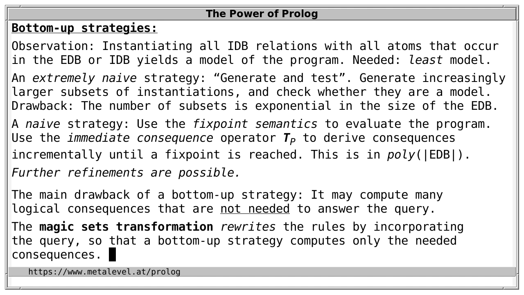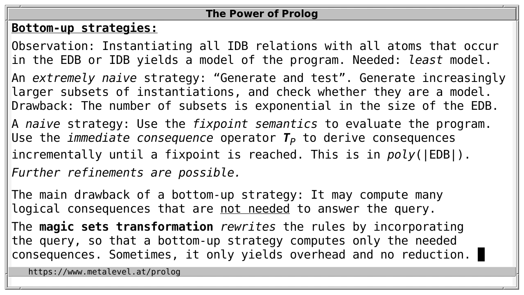And there are also techniques that try to combine the advantages of both approaches. For instance, the magic sets transformation rewrites the rules by taking the query into account so that a bottom-up strategy computes only those consequences that are actually needed. And that's great if it works, but sometimes this only yields overhead and no reduction. So that's no guarantee for greater performance. But a Datalog system is of course free to use any of these strategies and can even apply many of them in parallel. And for implementers, all these strategies are definitely worth studying.